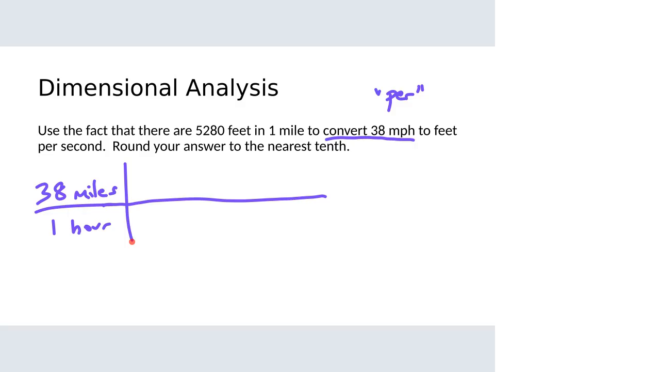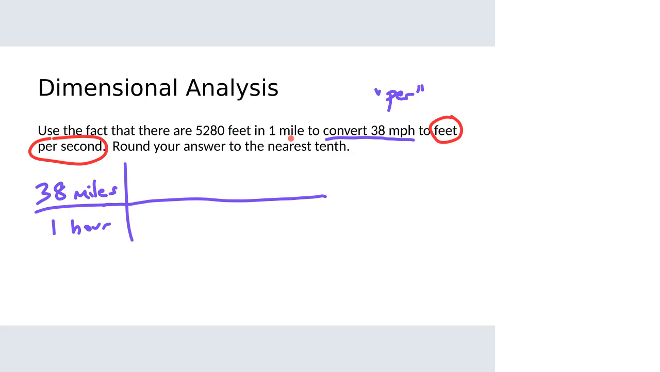That's okay. I'm starting out with miles per hour, and the problem tells me that my answer is supposed to be in feet per second. So what I'm going to have to do over the course of this problem is turn these miles into feet and turn these hours into seconds. I'm going to want to finish with feet in the numerator and seconds in the denominator. So the process is going to be exactly the same. It's just going to be a little bit more involved because there's two things I have to convert: miles to feet and hours to seconds.